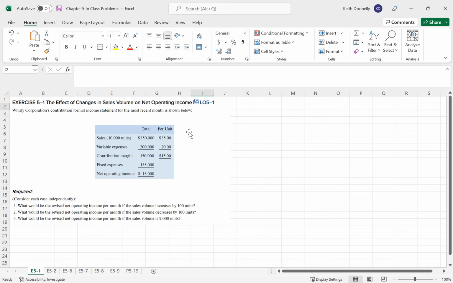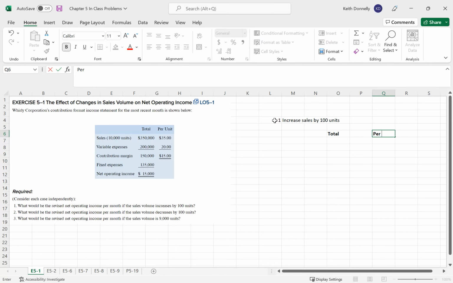So as a starting point, this is where we're at. The first scenario we have to do here is for 1, where we increase our sales by 100 units. Okay, so we're going to have a total column here, and then we can do it on a per unit basis. But in this way, we're going to have our sales as our first line item.